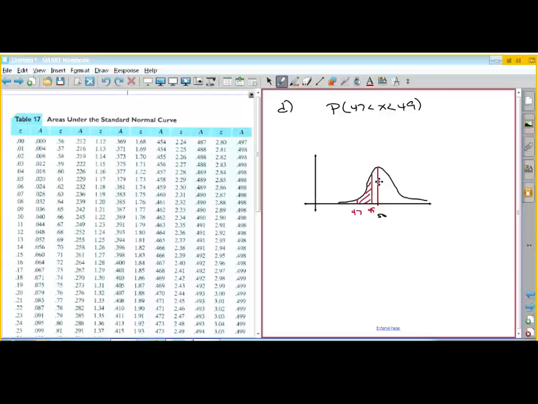Well, because it's symmetric, I'm finding the area either to the right of the mean or to the left of the mean. I can find it all the way to 47, so that's the blue area. And then I can also find it to 49, which is the green area. So again, what I'm looking for is the red area, which is equal to the blue area minus the green area.